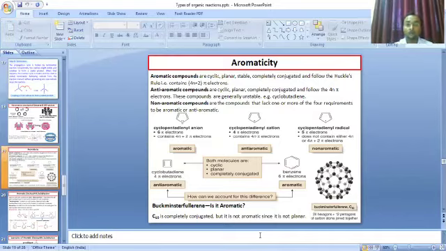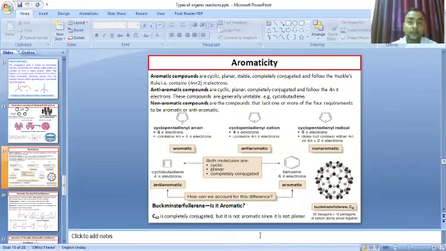Here you can also see some examples, like the cyclopentadienyl anion having 6 pi electrons, which contains 4n plus 2 pi electrons. If you put the value of n as 1, you get 4 into 1 plus 2, that means 6 pi electrons.